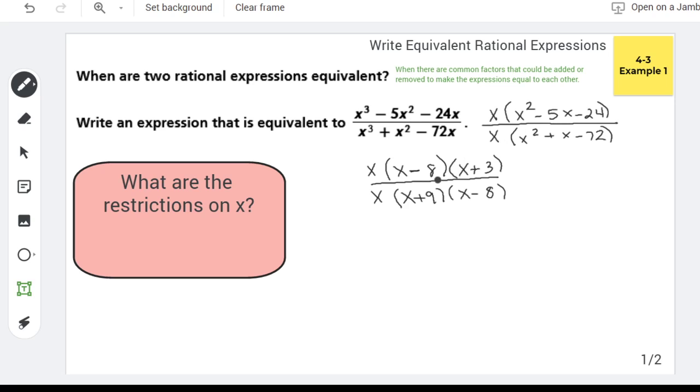So all three of these expressions here are equivalent expressions. They equal each other. One thing we need to discuss is the restrictions on x. Notice I have not eliminated anything from the numerator or denominator yet. I've just factored it. My restrictions on x here are any values which would cause the denominator of our fraction to be equal to 0.